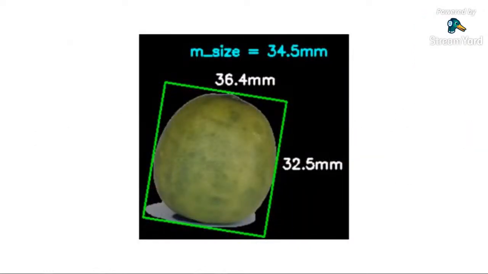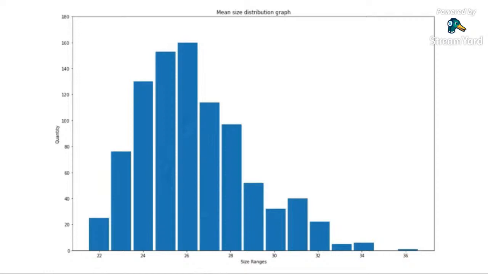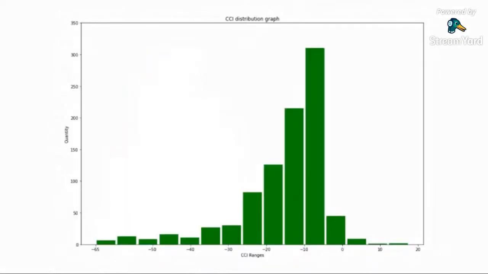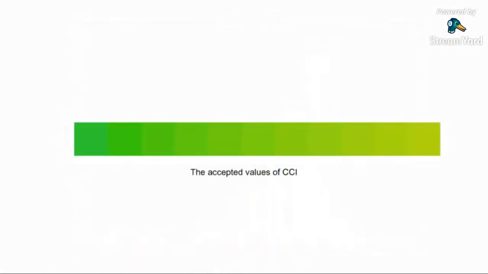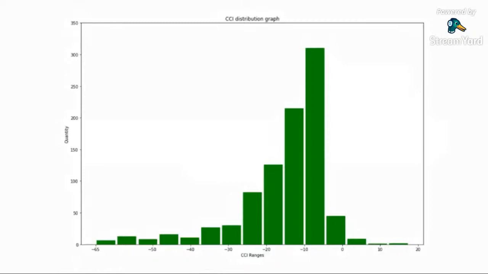The distribution of the mean size for all the lemons measured is depicted in Figure 4. The samples seem to group between 20 and 28 millimeters. Figure 5 shows the distribution of the CCI values obtained, and according to this graph, Figure 6 was made. It is important to mention that the accepted CCI value is located between minus 21.3 and minus 8.8.